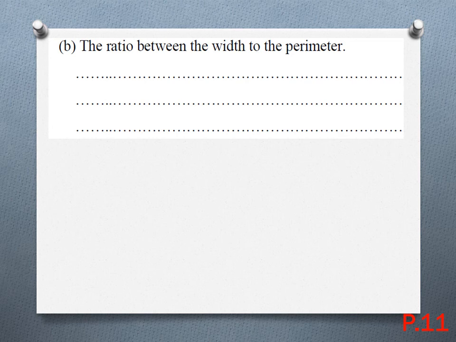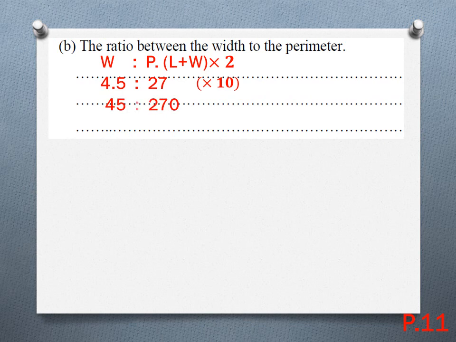The ratio between the width to the perimeter. Width to perimeter. We have found the perimeter before, which is equal to 27. 4.5 to 27. Multiply here by 10 to change it into whole numbers: 45 to 270. Divide here by 5, 9 to 54. Divide here by 9 to get the simplest form, 1 to 6.